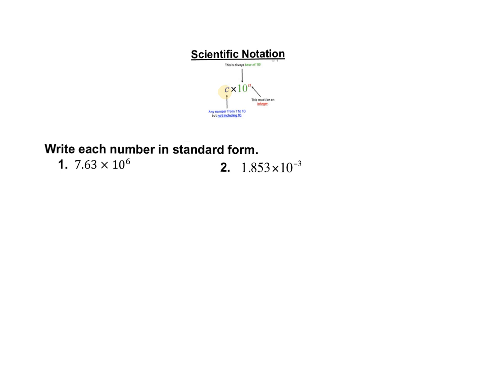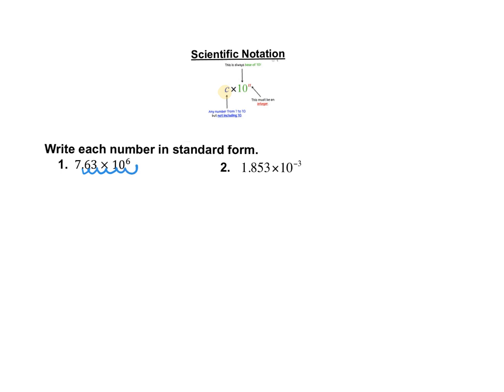When you have a positive exponent, it's like you're multiplying by 10 that number of times. So for example, in this first one, we have 7.63 times 10 to the 6th power. What that means is that it's being multiplied by 10 6 times. Now every time we multiply a number by 10, we move the decimal place over one place to the right. So I'm going to move it over one place, 1, 2, 3, 4, 5, 6.